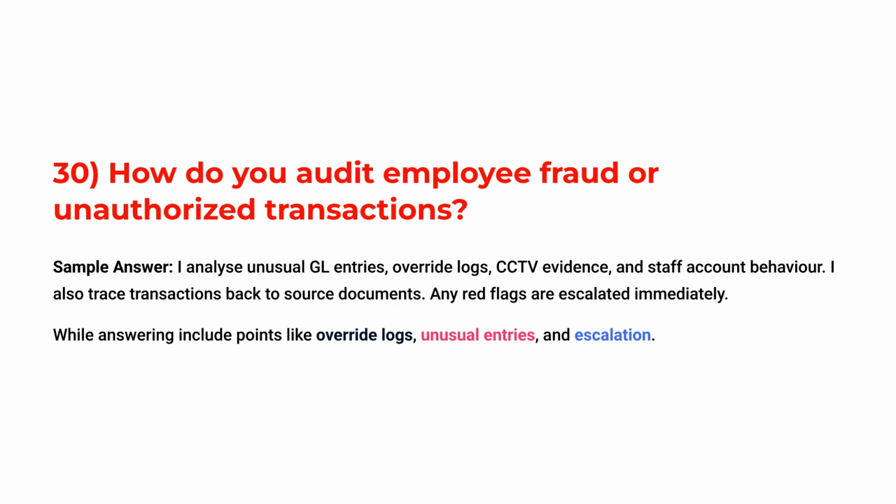How do you audit employee fraud or unauthorized transactions? Sample answer. I analyze unusual GL entries, override logs, CCTV evidence, and staff account behavior. I also trace transactions back to source documents. Any red flags are escalated immediately. While answering, include points like override logs, unusual entries, and escalation.